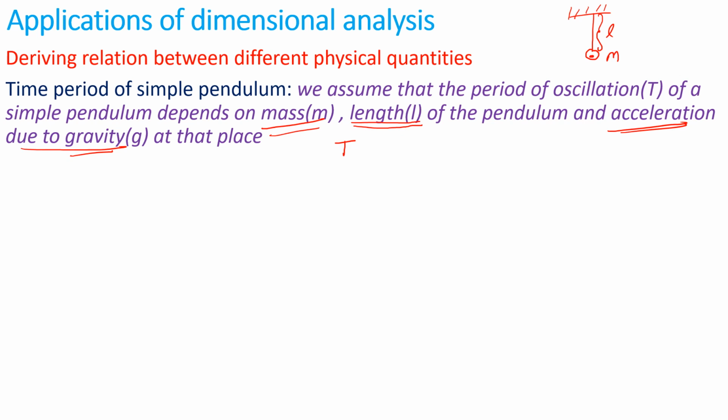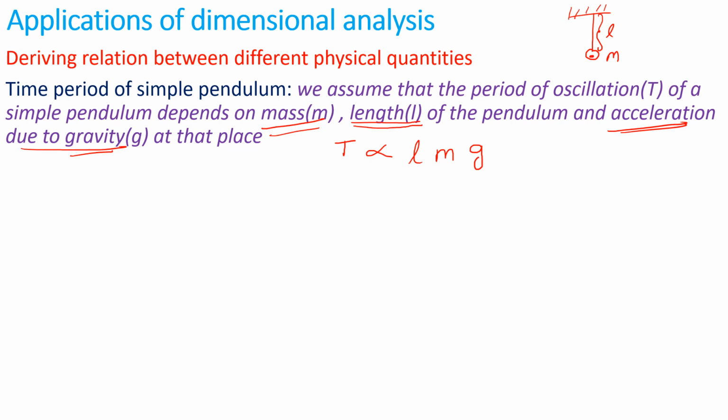Which are all the quantities? It depends on length L, mass m, and the acceleration due to gravity. We shall write the equation for that time period. Then I can write it as time period T is proportional to L, also proportional to m, and also proportional to g. But we don't know whether it is directly or inversely proportional.